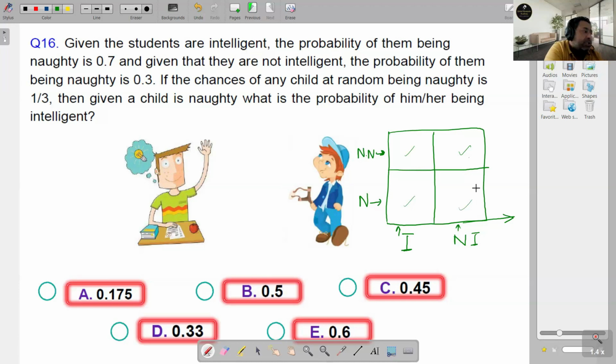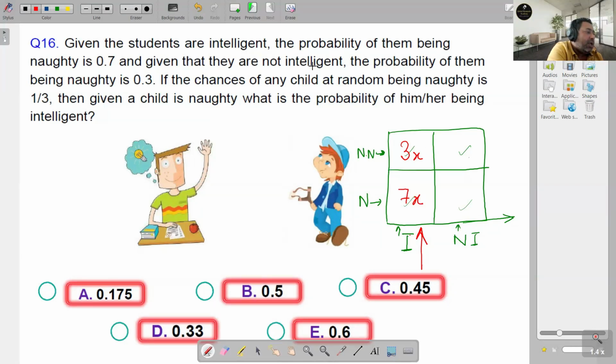All right, now let's look at the first sentence of the question. The probability of them being naughty given that the students are intelligent. So the given that the students are intelligent is this particular column which we are looking at, correct? Them being naughty is 0.7, which means being not naughty will be 1 minus 0.7, which is 0.3. So let's take this as 7x. If this is 7x, then this one will be 3x. What is the ratio? 7 is to 3, correct? If intelligent and naughty is 0.7, then intelligent and not naughty is 0.3, so 3x.